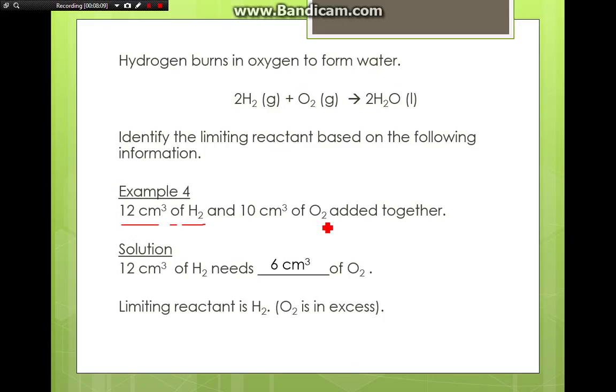At this point, it's also important for you to realize that just because the quantity is more doesn't mean it will be in excess. For example, you see you have 12 versus 10, but it's actually this 12 that is not enough, is limiting. So it's not just a simple comparison of the numbers. We have to take into account the ratio that they react with. It's not always the smallest number.